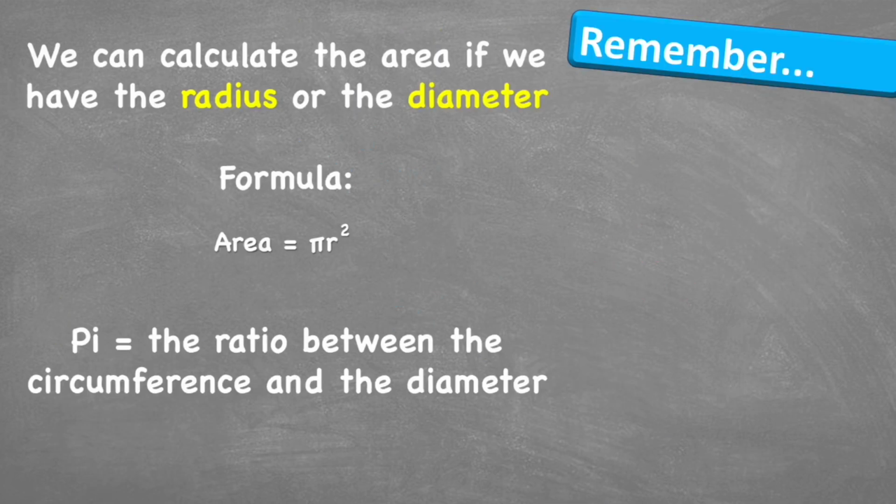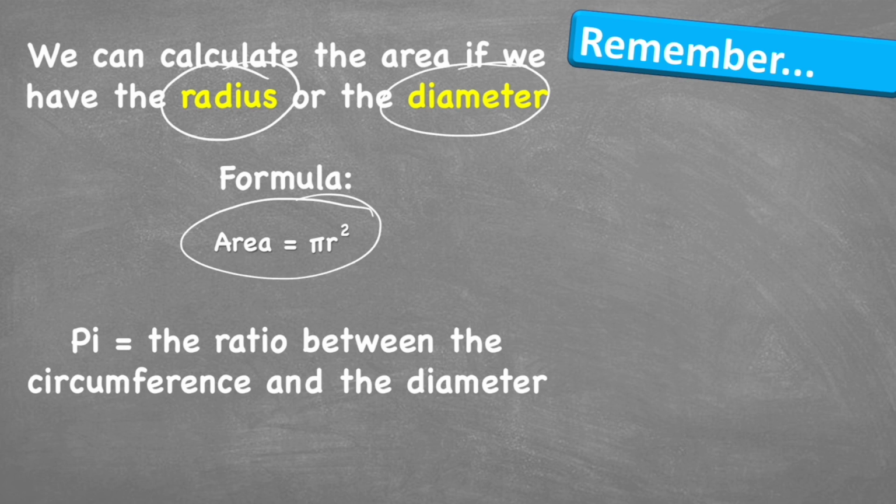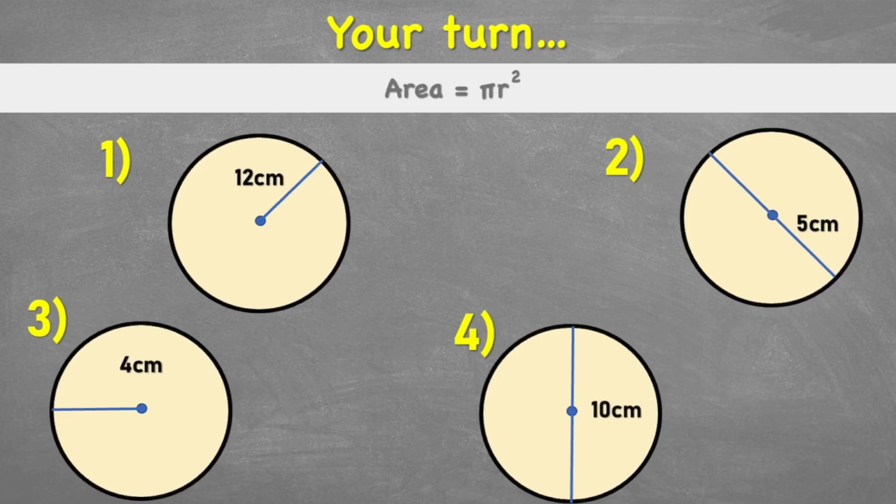Let's look at what to remember. We can calculate the area of any circle if we have either the radius or the diameter. The radius we can do straight away, but the diameter we must cut in half to give us the radius. The formula for area is pi r squared, and remembering that pi is the ratio between the circumference and the diameter. Okay, here's 4 questions for you to have a little go at.